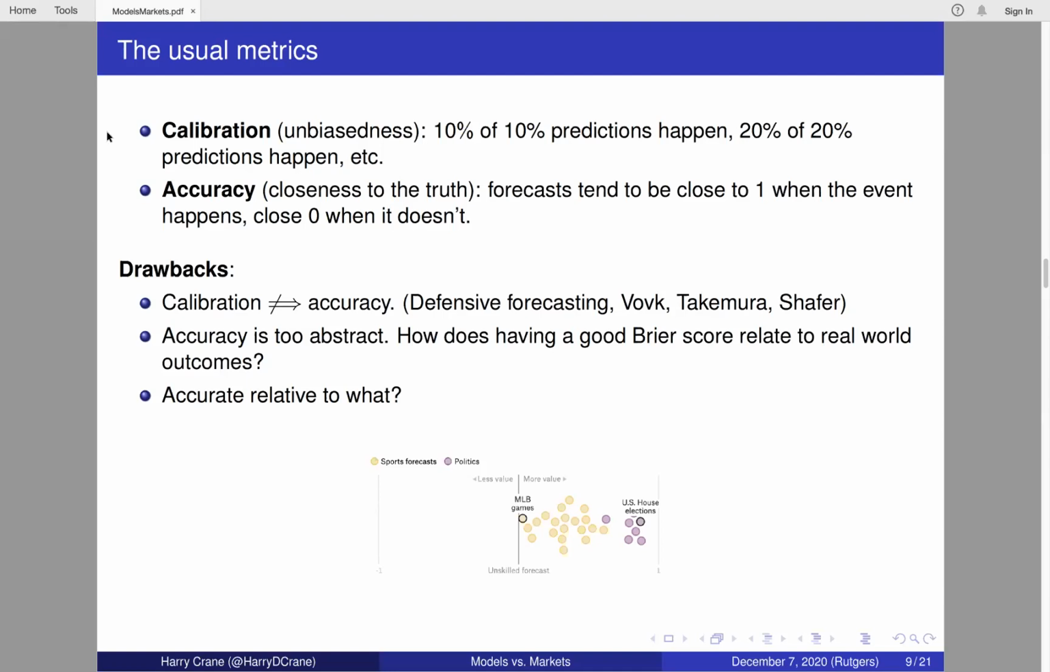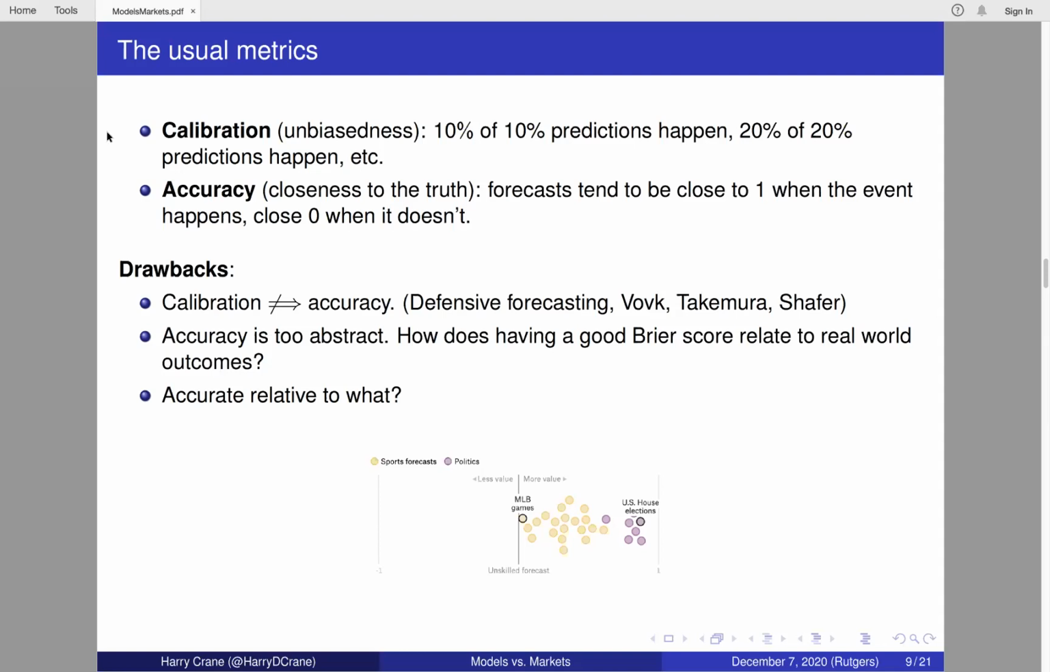Accuracy is closeness to the truth. Calibration says my forecasts happen at the right percentage of the time, but accuracy says that when I say something is likely to happen, it tends to happen. A perfectly accurate forecast predicts 100% on things that happen and 0% on things that don't. If I said 90% and the event happened, that would be a pretty accurate forecast, whereas if I said 90% and it didn't happen, that would be a very inaccurate forecast.